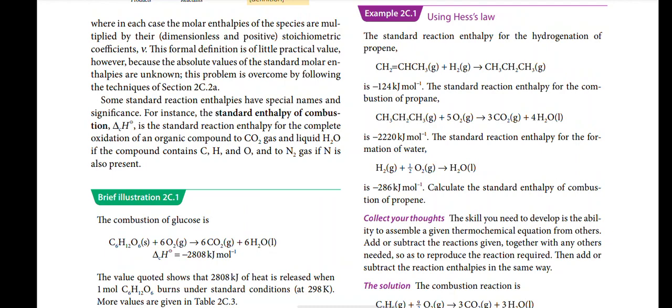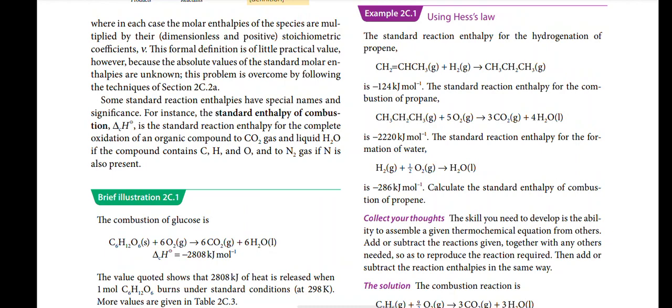The standard reaction enthalpy for the formation of water, H2 gas plus half O2 gas changes into H2O liquid, is minus 286 kilojoule per mole. Calculate the standard enthalpy of combustion of propene.